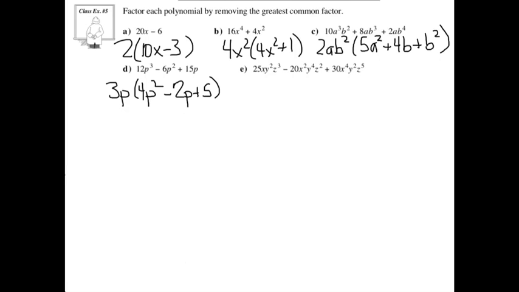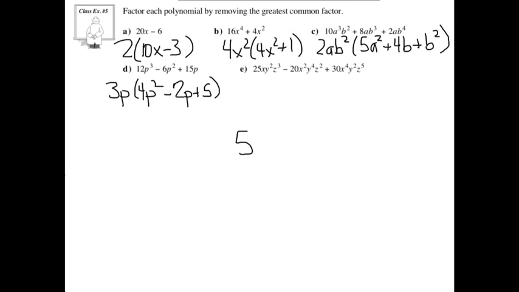E is a huge one. We've got 25xy squared z to the power of 3 minus 20x squared y to the power of 4 z squared plus 30x to the power of 4 y squared z to the power of 5. So starting off with the 25, the 20, and the 30, the greatest common factor for these ones is going to be 5.